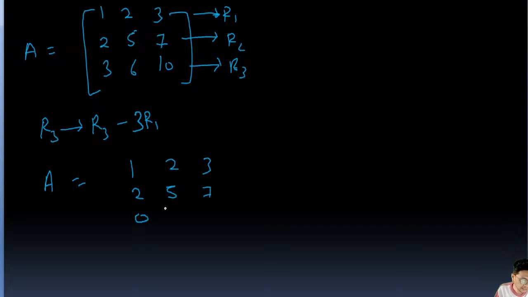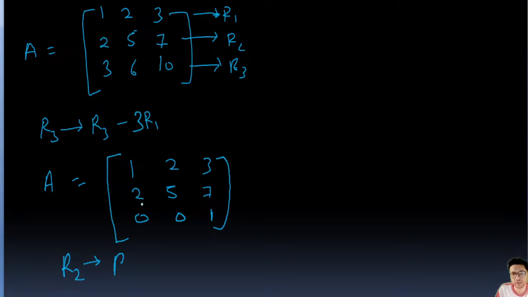And then here, the same R3 minus 3 R1: 3 to the 6. This is also going to be 0, and then this is 1, because 10 minus 9 is 1. Now we'll do the second operation, in the R2 row. We have to make these elements 0, so these two are 0.